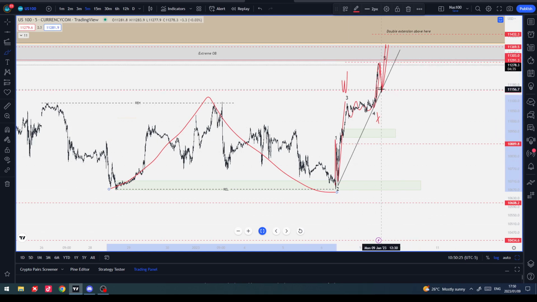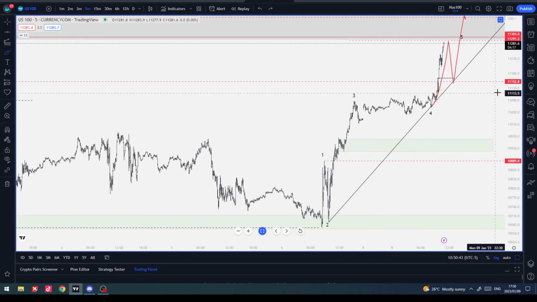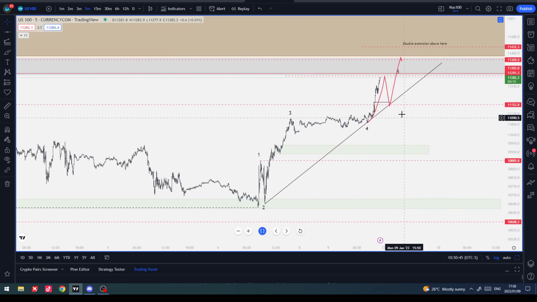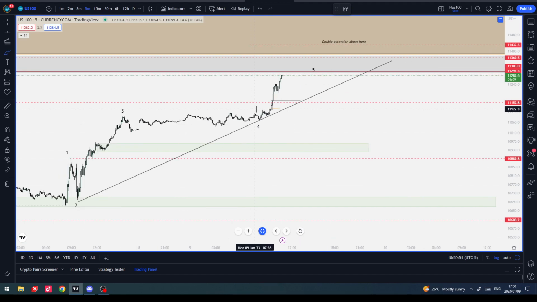So if we get a bigger pullback here down to about 11,150 and then a push up, we'll take this as not being a 3-3-5 flat correction. We'll take it as being a C leg of a neutral triangle. Now I can already foresee that there would be some people that would count this as the fifth leg, if it happens this way, as the fifth leg being some sort of ending diagonal.